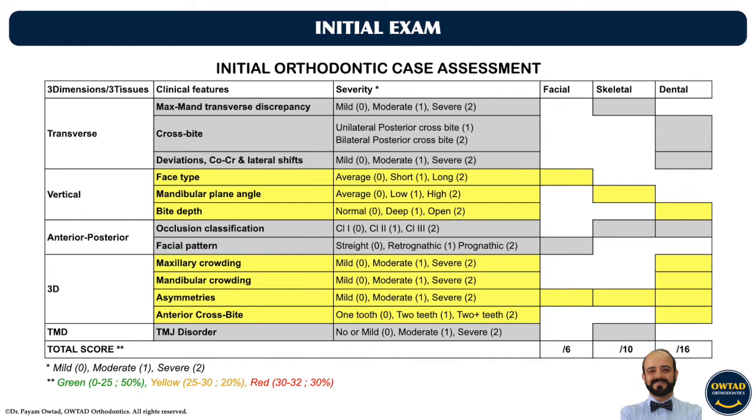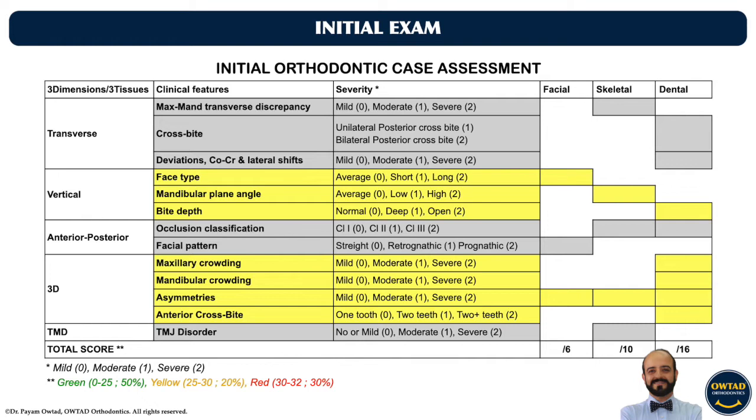You can see it's three-dimensional: transverse, vertical, anterior-posterior, and then skeletal, dental, and soft tissues. You look at all of that, and as soon as the patient walks in, in a matter of 2 minutes, you know where the patient is. Is it green? Perfect, let's start, feel confident. It's yellow: let's take records, you're not going to do anything yet. And if it's red, it's out of the scope of the practice. So that would be the initial exam. And as I said, think about all of this as a big picture.